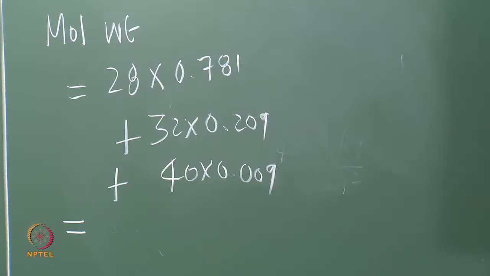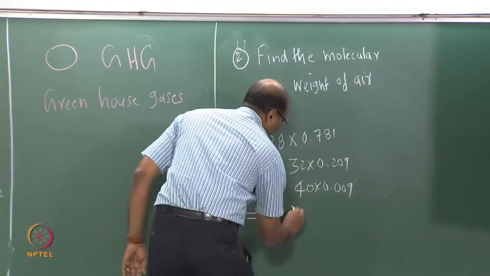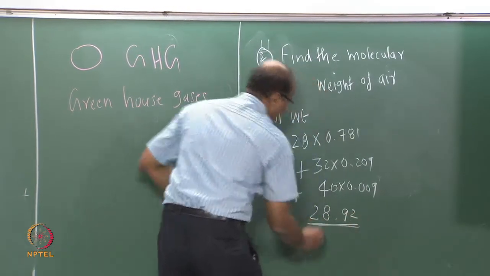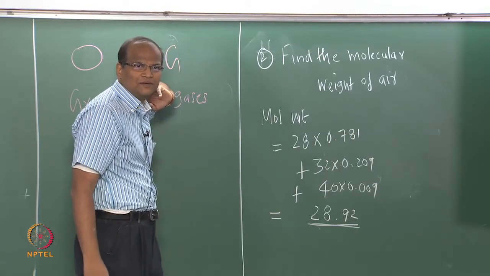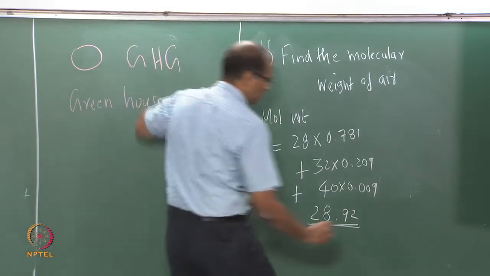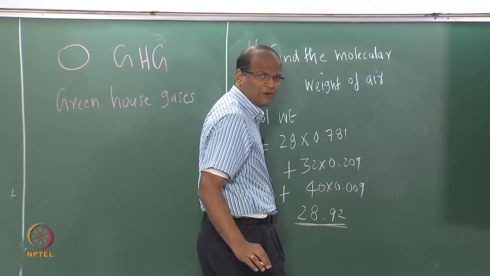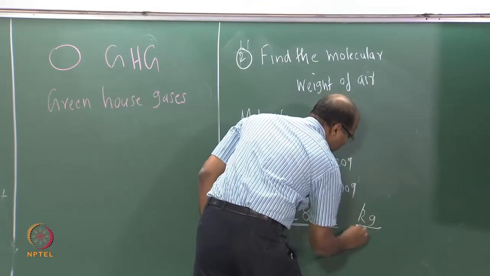Actually, in thermodynamics we learned it as 28.97. No, that's okay, 28.92. Okay. Kg per kilo mole. That's what you studied. Is it correct? Kg per kilo mole. Correct.